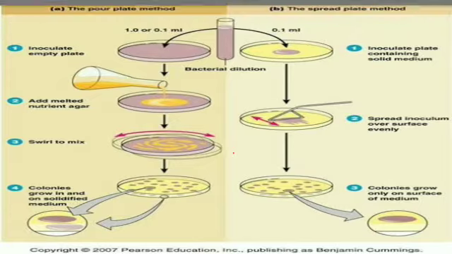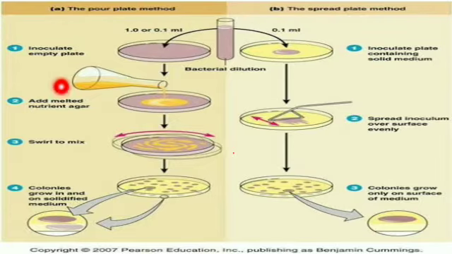And now what is happening here? First, this is the pour plate method. First we take the bacterial dilution. We take 1 ml or 0.1 ml and directly we put that in a Petri plate, an empty plate. Then later what we do, we add melted agar medium.